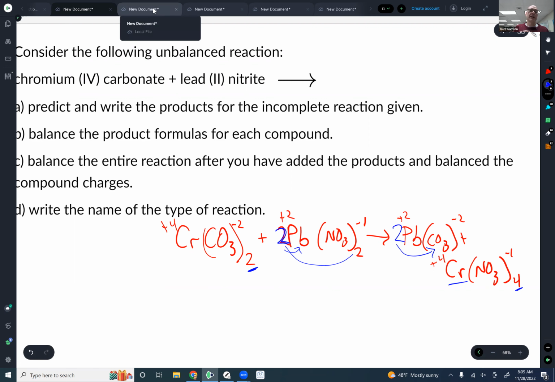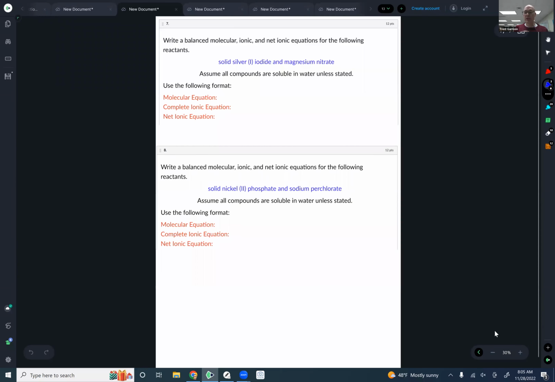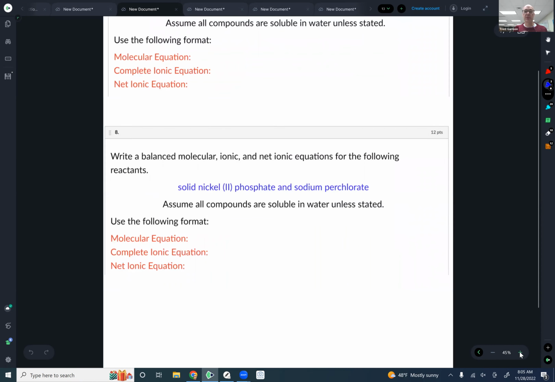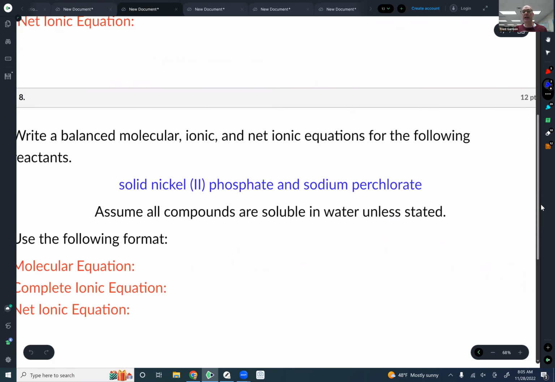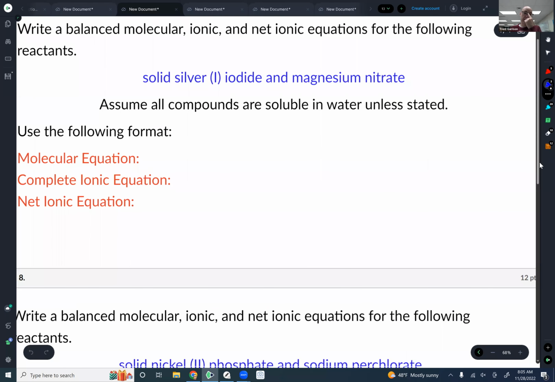Okay, so now we are moving on to questions 7 and 8, which are the more complex ones where we have to write our net ionic equations. Now, again, you're having to do the exact same process we had to before. I've got solid silver iodide, Ag with a charge of +1, and iodide has a charge of -1, so it's solid, plus magnesium nitrate. Now it's a 2 because the charge on magnesium is +2, the charge on nitrate is -1.